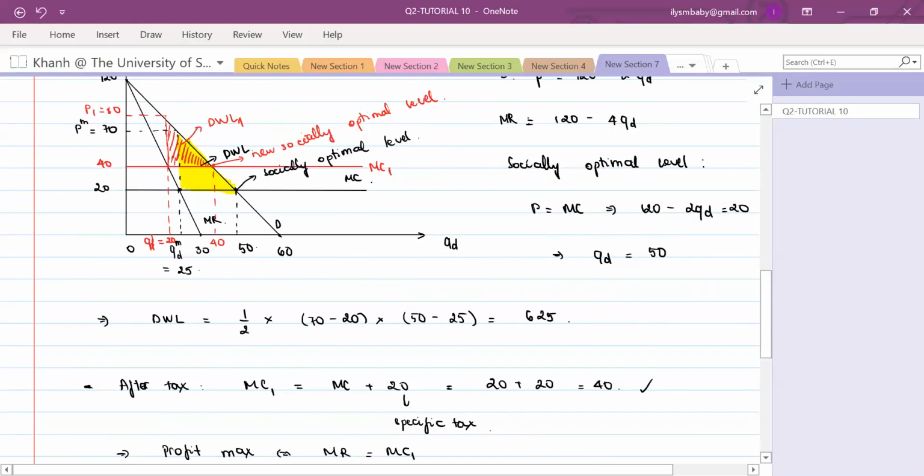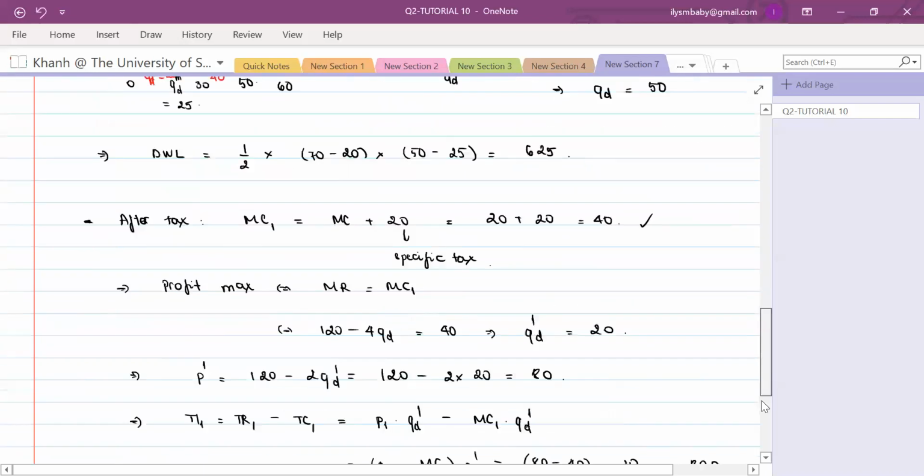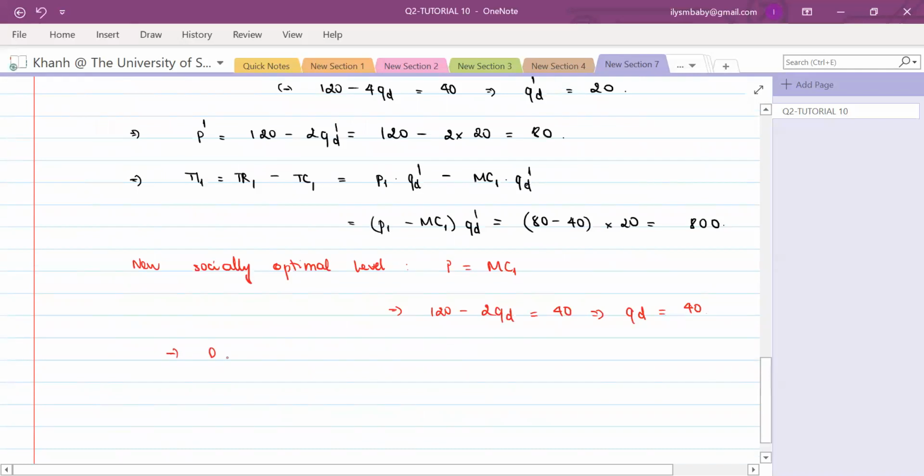Okay, so the deadweight loss is basically the triangle over here with the value of half the rise, which is the difference between 80 and 40, and the run, which is the difference between 40 and 20. Therefore, the new deadweight loss after tax is half of 80 minus 40, times 40 minus 20. So this is 40 times 20 divided by 2, which is going to be 400.